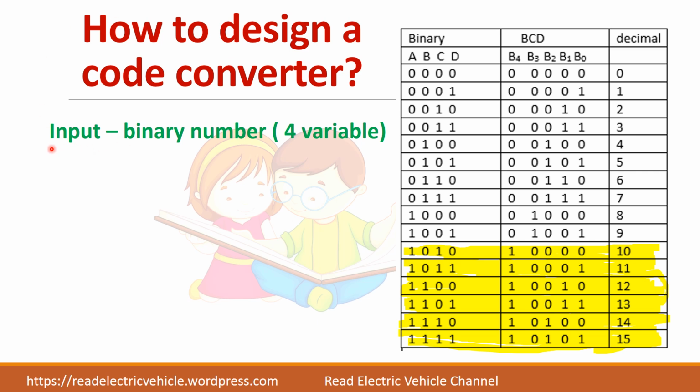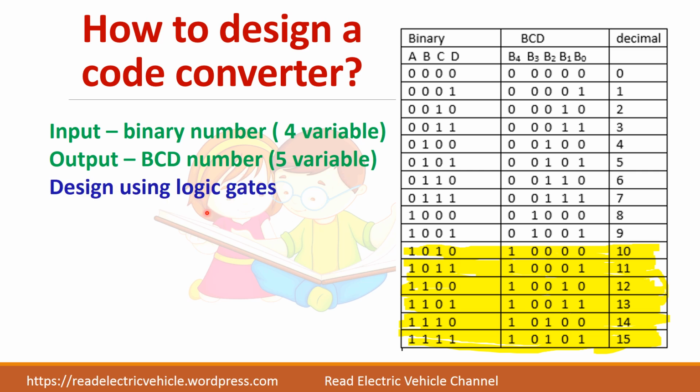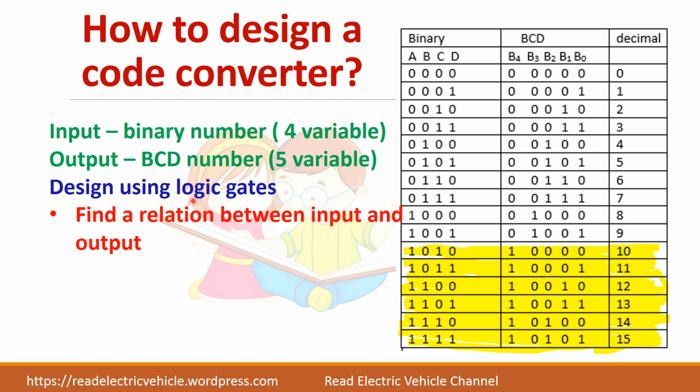So first you identify the input. Input is the binary number, which is a 4 variable function, and BCD is the output and it is a 5 variable function. We have to design using logic gates. So for that implementation, you can either go for a K-map to find the relation between input and output, or you can use some expression also. So here I am using K-map to find the relation between input and output.